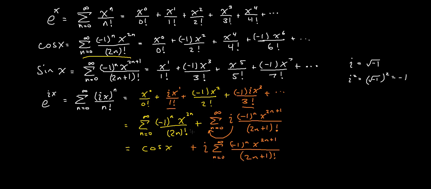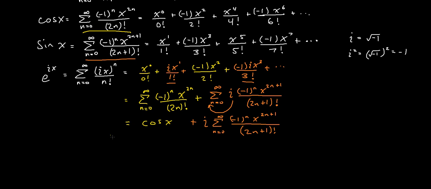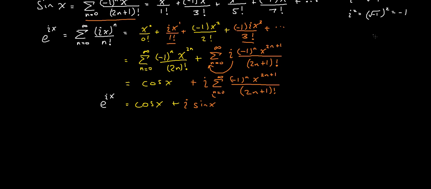Now this looks a little more familiar. This is actually the sine x series expansion. So this is, use yellow again, cosine x plus i times sine x, because this whole chunk over here is sine x. So i times sine x. So we just discovered that e to the power of ix is equal to cosine x plus i times sine x.